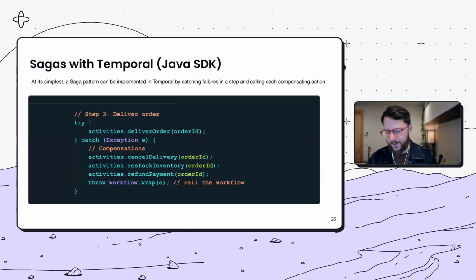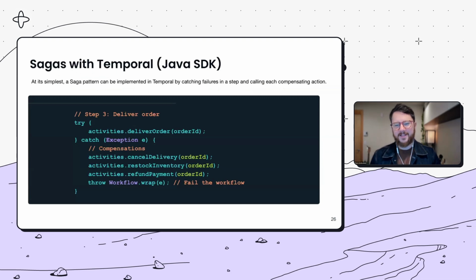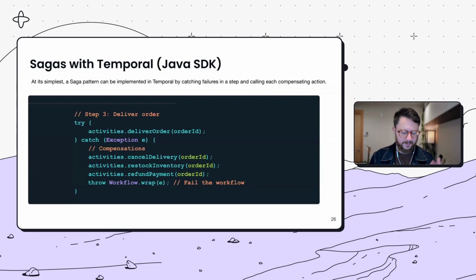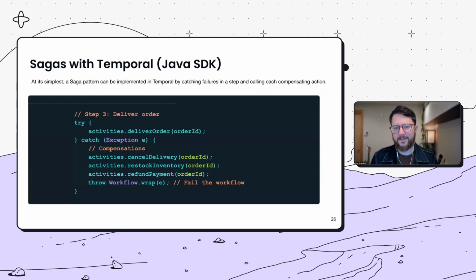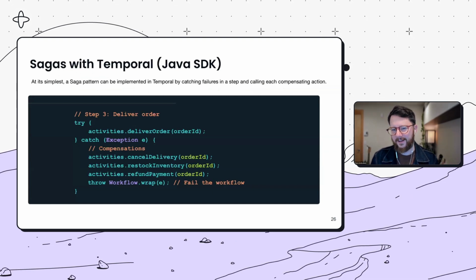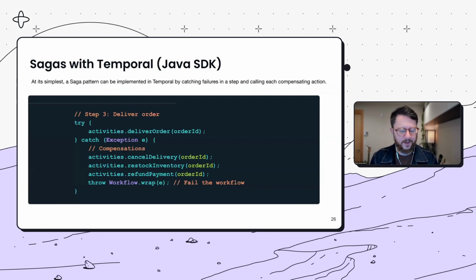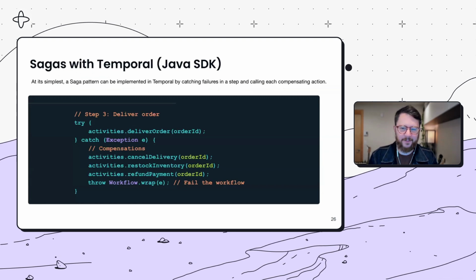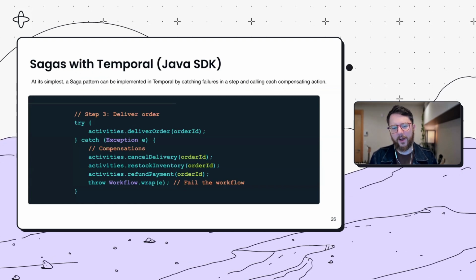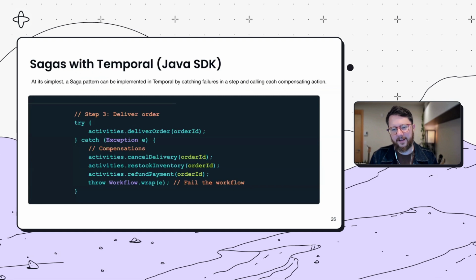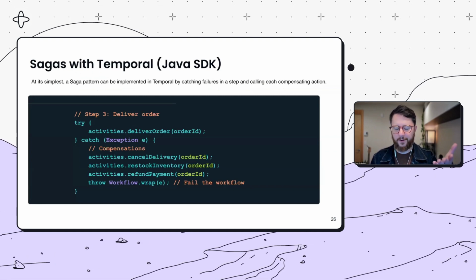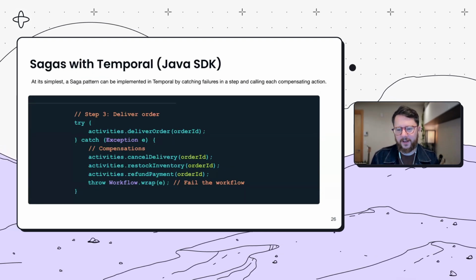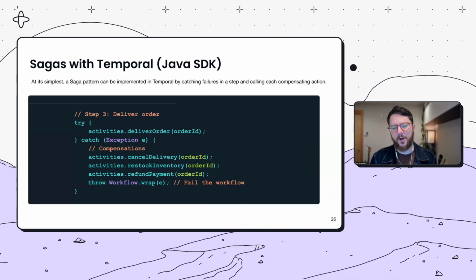All right, into code a little bit. So here's a snippet of a Temporal workflow that implements a Saga pattern. And I've done this in the simplest way I could think of, which is a try and a catch. We're up to step 3 here, and our delivery service has been failing a lot in this presentation. So I've shown you step 3, which is delivering the order. This is literally Temporal workflow code in the Java SDK. If you try activities deliver order, and let's say that fails unrecoverably, then we can catch that exception that comes out of it, and we can carry out those compensating actions.